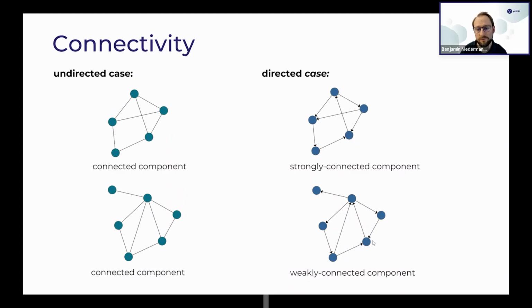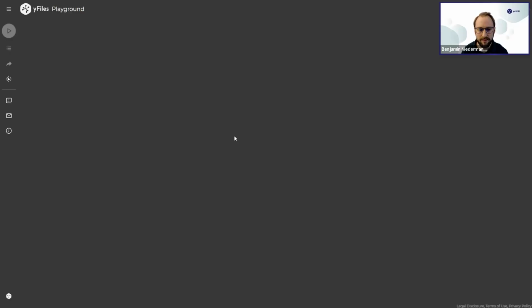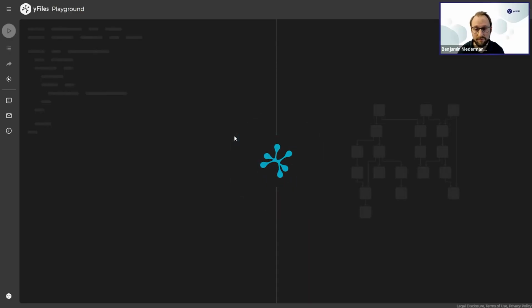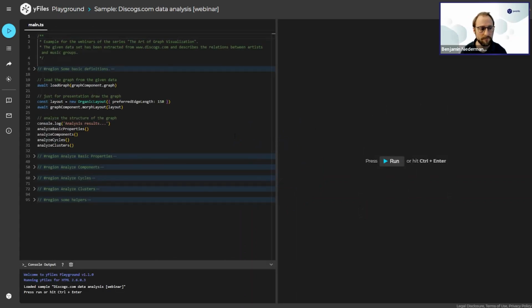Weakly connected components are components where, when you replace these directed edges by undirected edges, then the graph is connected, the component is connected. So basically it's just mapping it to an undirected case. And this is of course also what you can analyze in our example. So let's have a look at this again in the playground. So going back to the playground, what we can do is analyze the components.